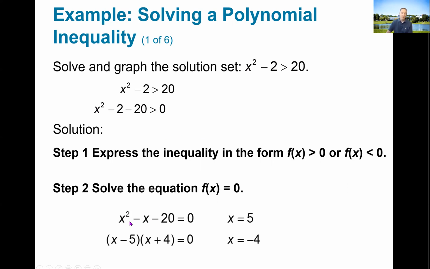My inequality would be x squared minus x minus 20 is strictly greater than 0. Well, instead of worrying about the inequality, I worry about the equation where it's set equal to 0. Then I can factor the left-hand side, as long as I remember that 2 is an x. X squared minus x minus 20 would factor to be x minus 5, x plus 4. That's going to give me solutions of x equals 5 and x equals negative 4.